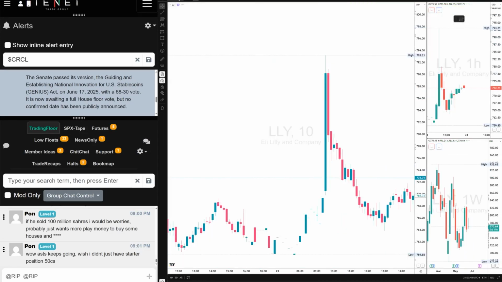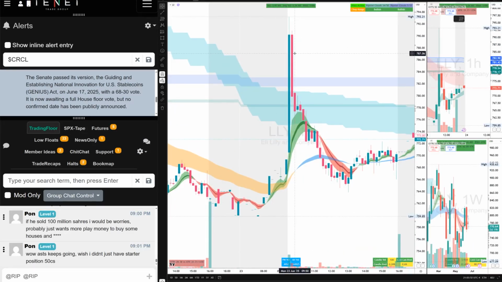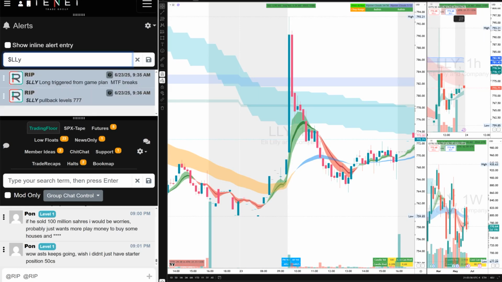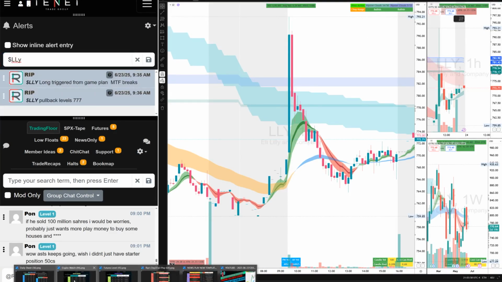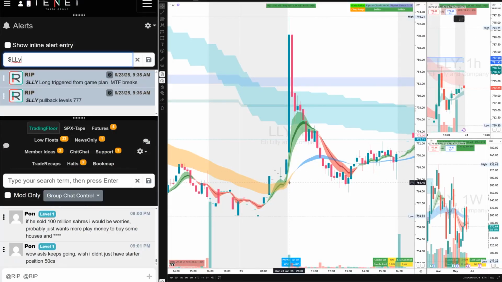Lily has usually been good for us because Lily usually, and this is again an example of the amateur and trend move, right? So Lily was triggered long right away. Let's look at the pre-market planning on Lily, see what it was telling us. The pre-market planning was 512 call, watch if 762 holds. And it kind of started to push right out of the gate. So that was our long.